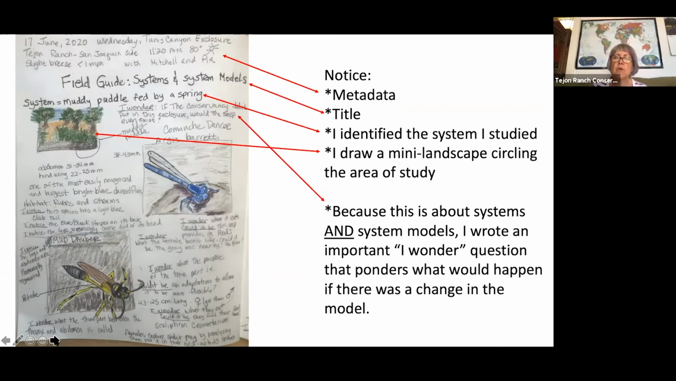And then I also remembered, while I'm studying systems, I have to keep thinking about system models as well. So I purposely added a question, and I actually did this at the end as I was thinking about all the things that I studied. At the end, I asked this question. This particular place that I chose to study is an area called an exclosure. And an exclosure is an area that's fenced off so that it excludes animals that might get in there. In this case, because it's on the ranch, it is excluding, hopefully, wild pigs and cattle. So they can't get in, and that allows everything to grow the way it's supposed to grow.